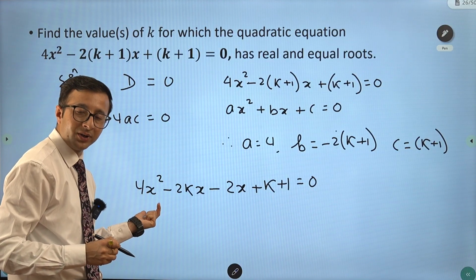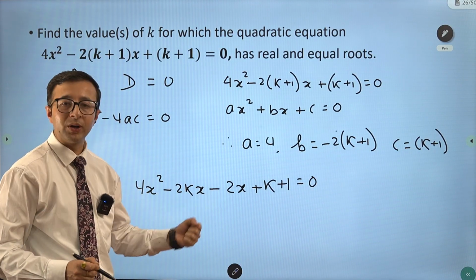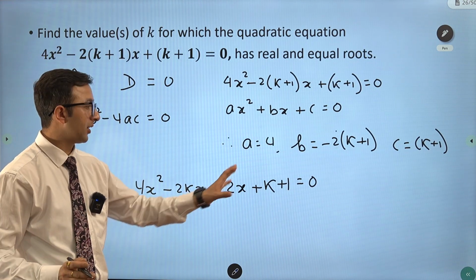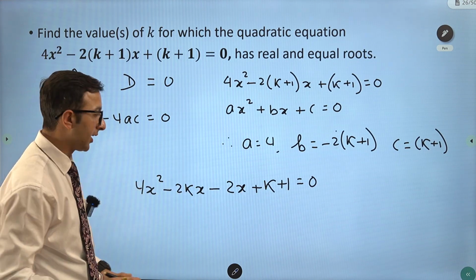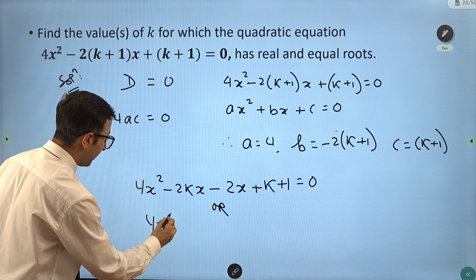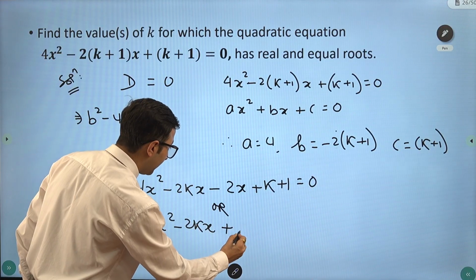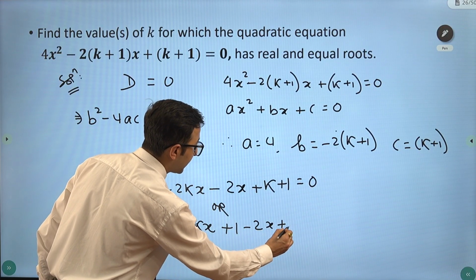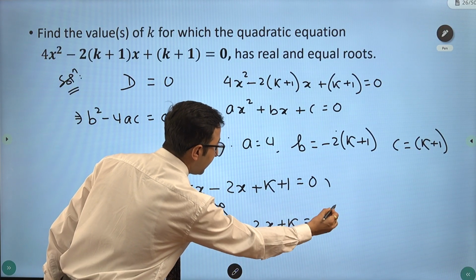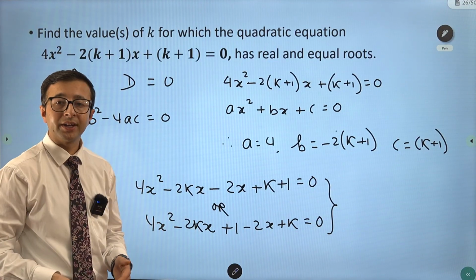Always you have to remember that highest degree term x square, for that you need one of the term having x as one of the variable, another term will be formed, and without any variable that is constant definitely will be there in the questions. Or you may get like this also: 4x square minus 2kx plus 1 minus 2x plus k is equals to 0. Same problem but in a different pattern also may be there in the board examination.